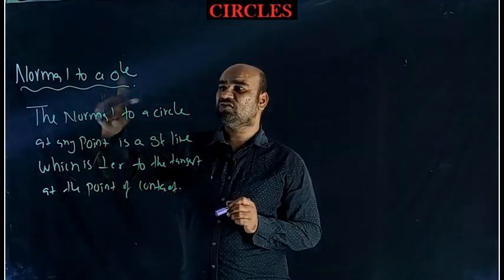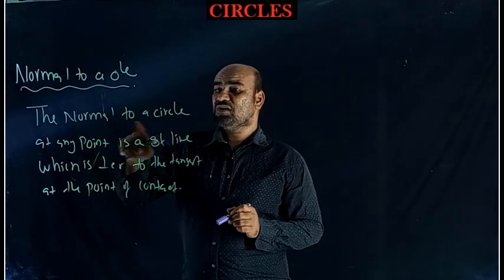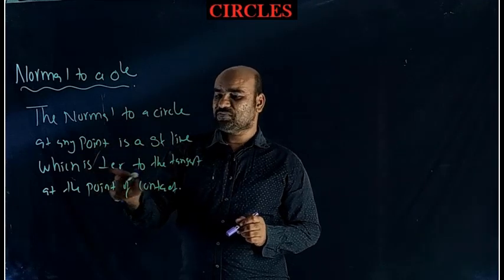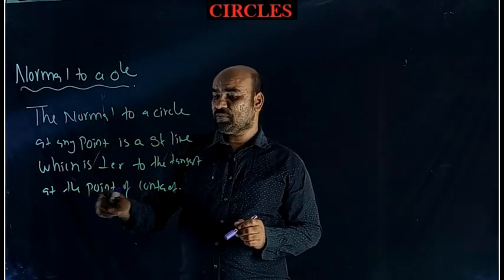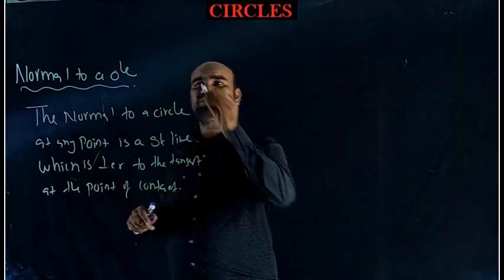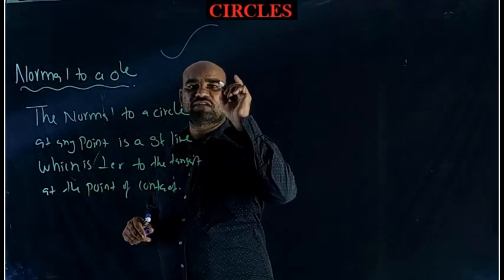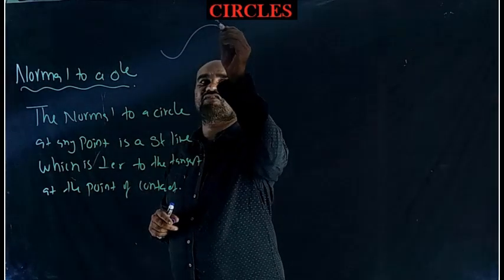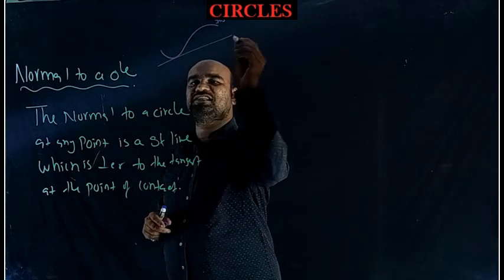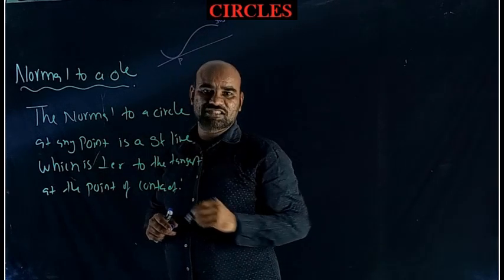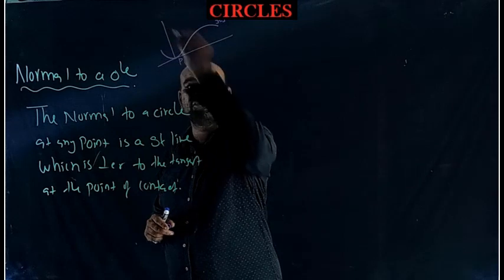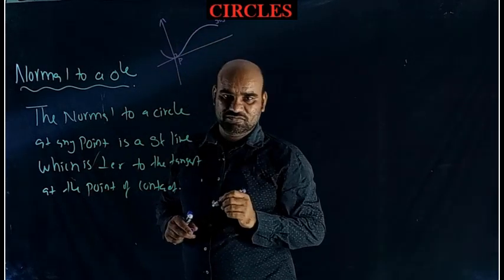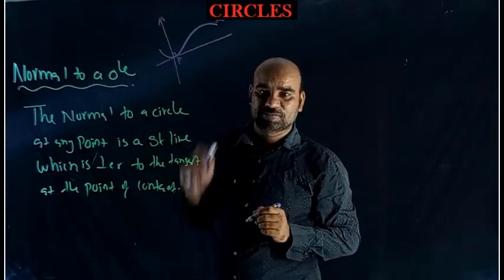Next, normal to a circle. The normal to a circle at any point is a straight line which is perpendicular to the tangent at the point of tangency. For example, I want to define first of all normal for any curve, not only for circle, any curve. For example, this is curve y is equal to f of x. At this point, a tangent is drawn. So this is the point of tangency. Through this point, if you draw a line which is perpendicular to the tangent, then this line is called normal to that curve. This is said to be normal to the curve at P.